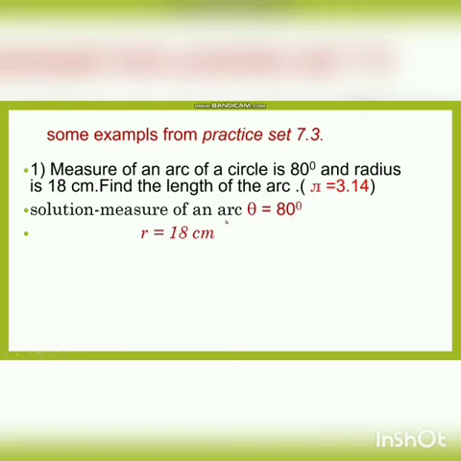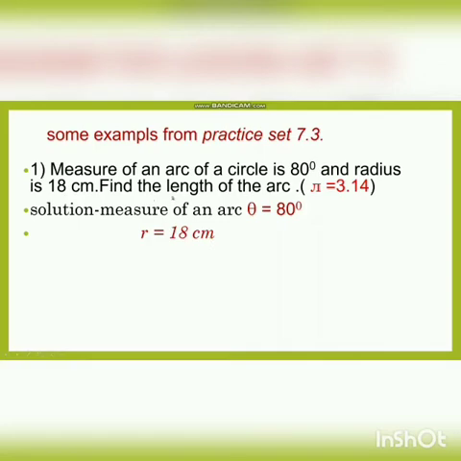Because the measure of a minor arc is always equal to the measure of the center angle. The value of the measure of the center angle is always equal to the measure of the arc. So I write theta is equal to 80 degree. r is equal to 18 centimeter is given.